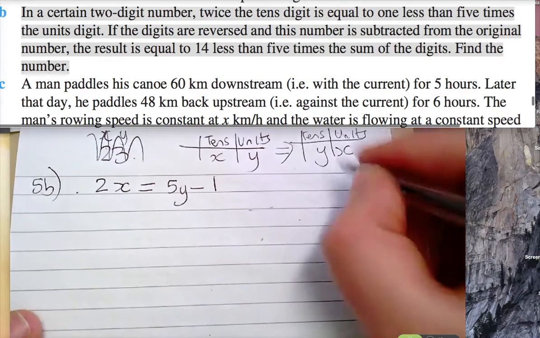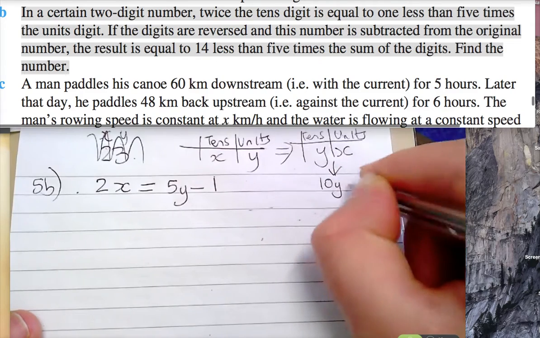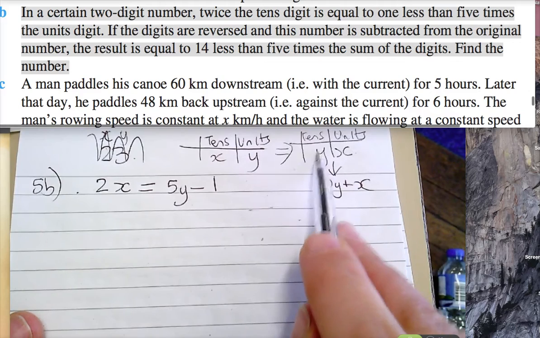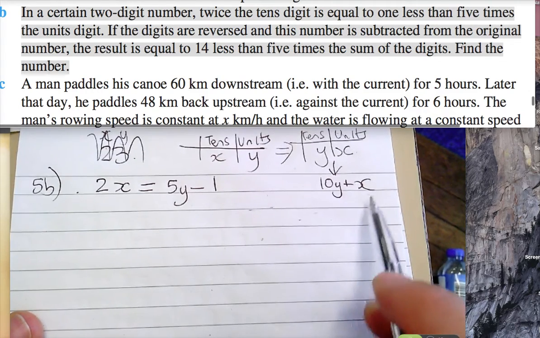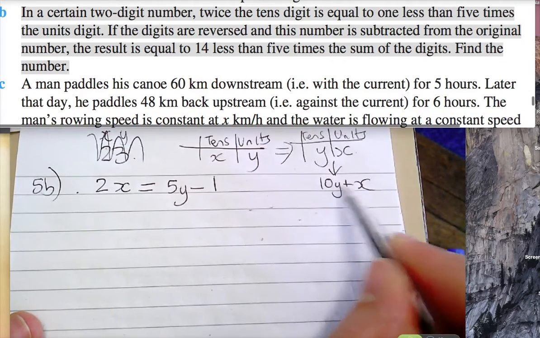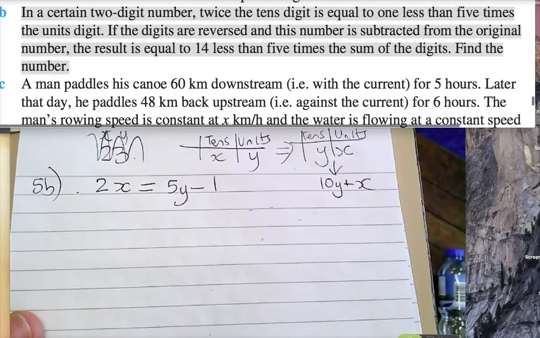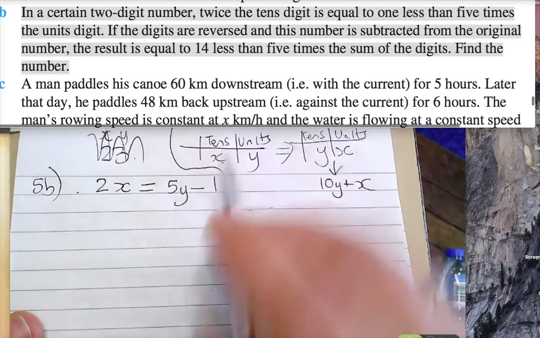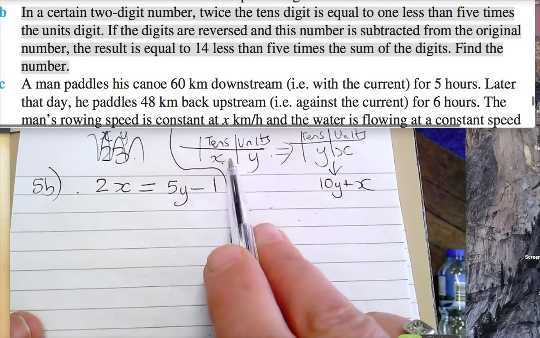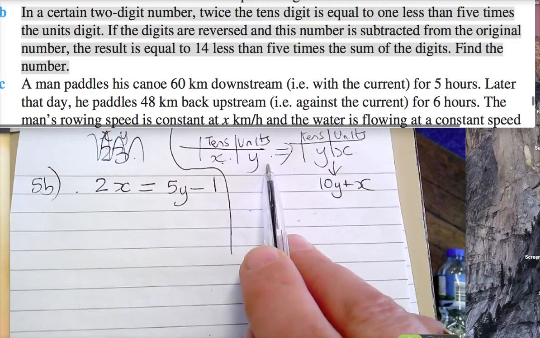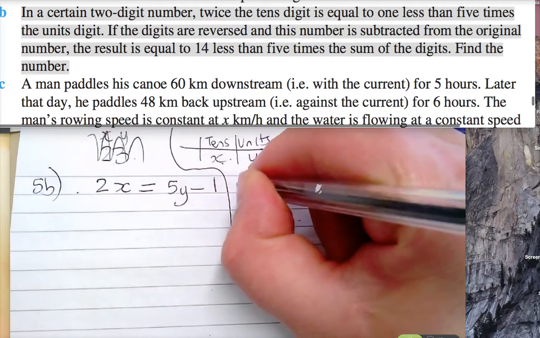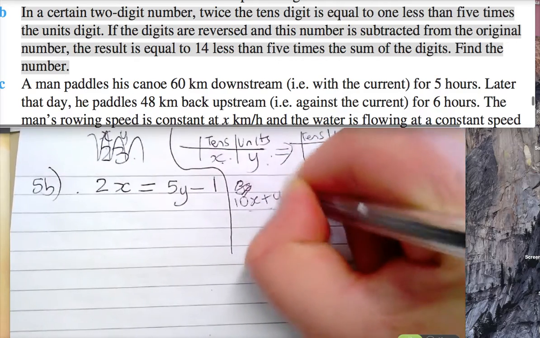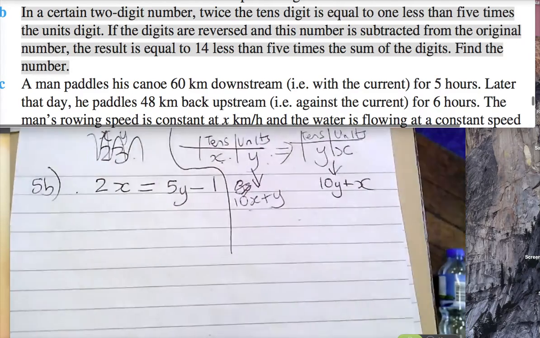So this number, girls, is 10y plus x. Let's say this is 23. Isn't that 2 times 10 is 20 plus x is 23? So that number is 10y plus x. If this was 32, it would be 3 times 10 plus 2. That's its value. So this number is, no it's not, it's 10 times x plus y. That's what that number is.